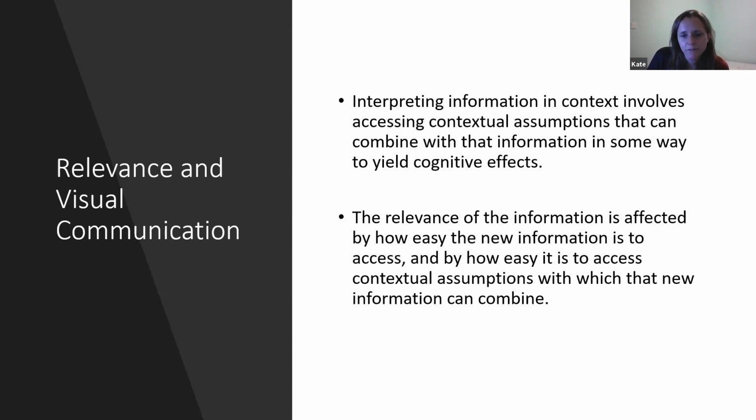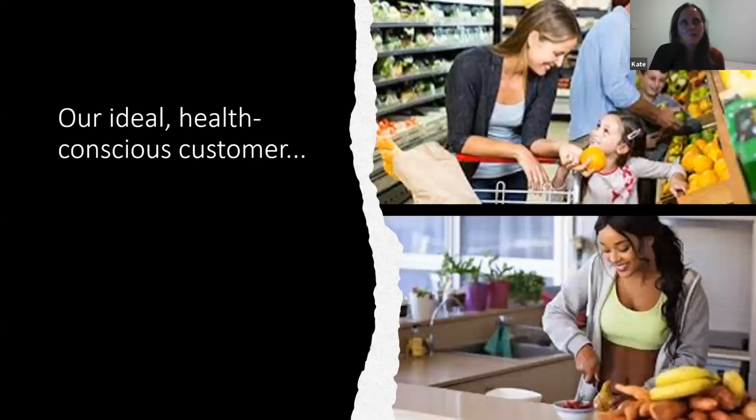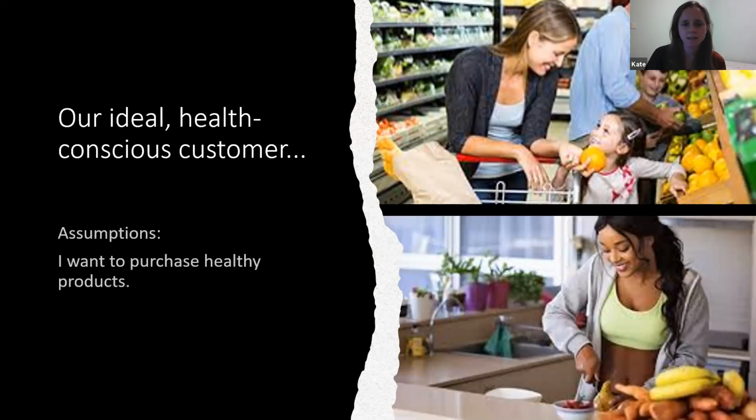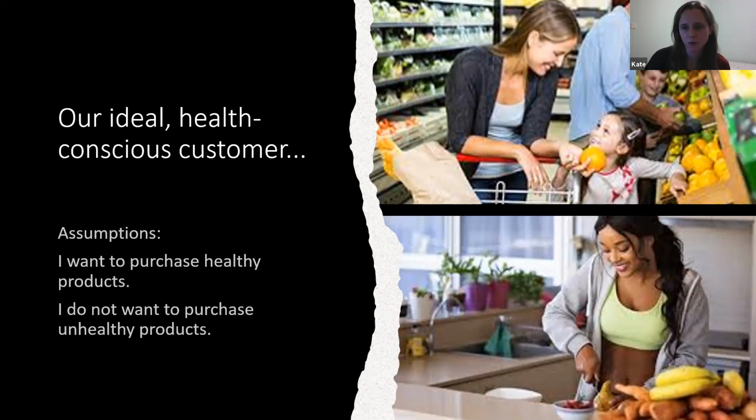Okay, so to work through a kind of interpretation process, I've simplified matters a little bit, and I'm aware every time I think about this that this is a simplification. But what I want to do is think about the processing that would be involved in looking at each of these labels, interpreting each of these labels for our ideal health conscious consumer or customer. So a customer who walks into the shop, picks up the product and holds these assumptions. I want to purchase healthy products. I do not want to purchase unhealthy products.